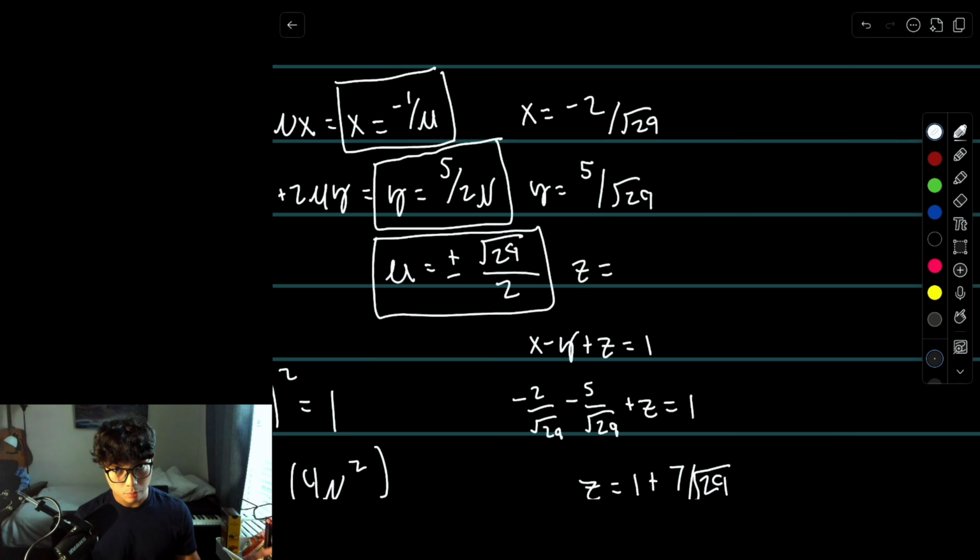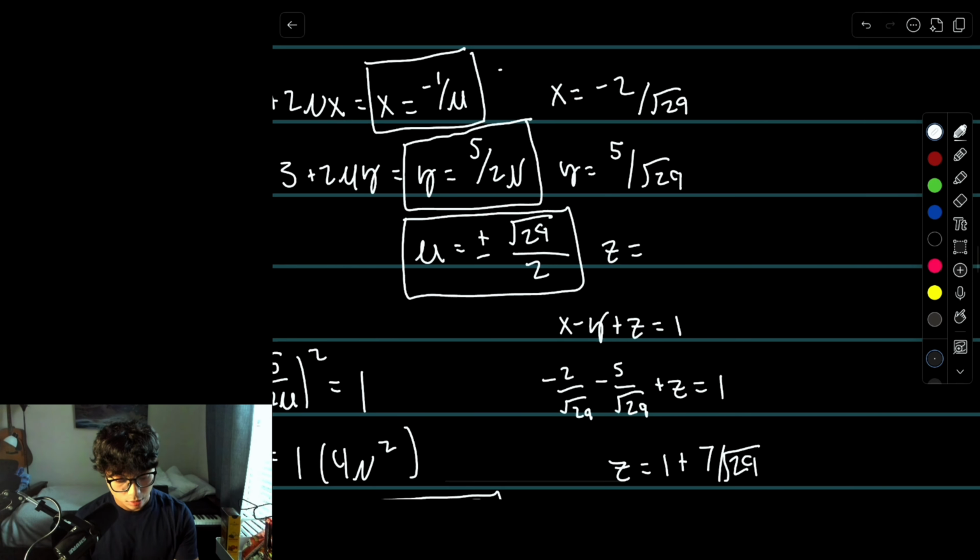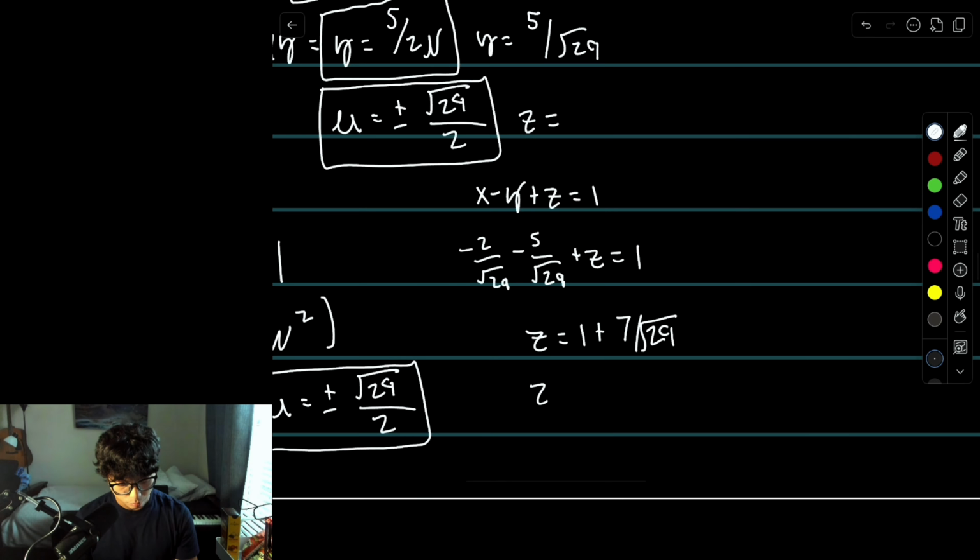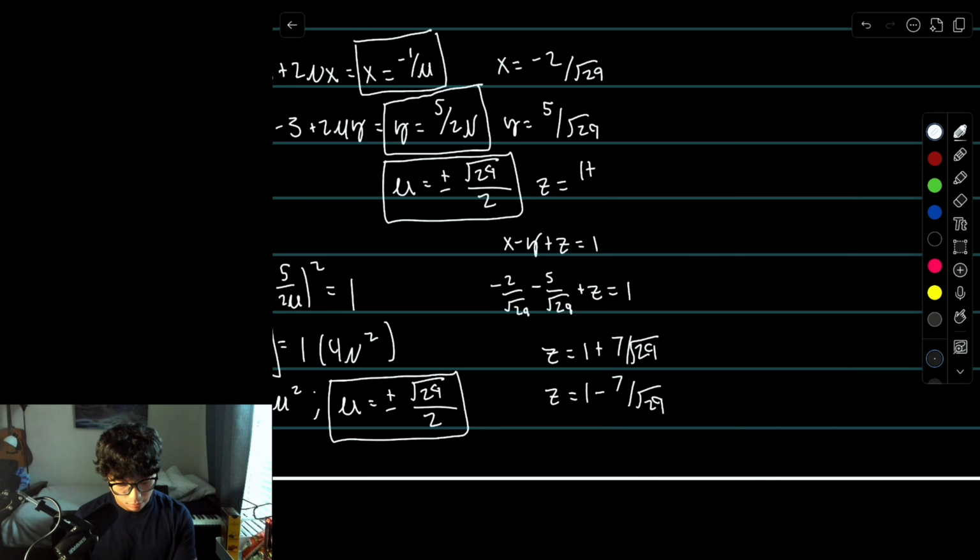And remember, it's plus or minus for the μ, so we have to do the same thing with a negative number on the μ, which gives us z = 1 - 7/√29. So this could be either 1 + 7/√29 or 1 - 7/√29.